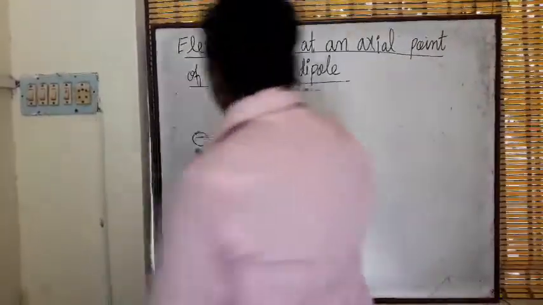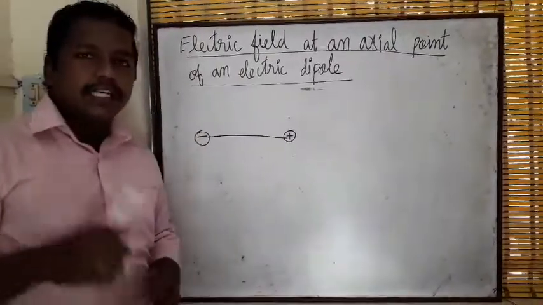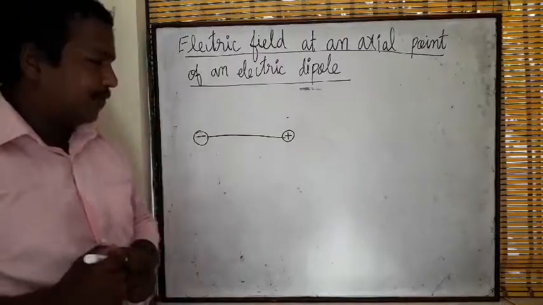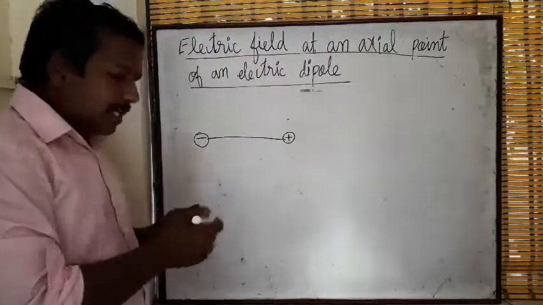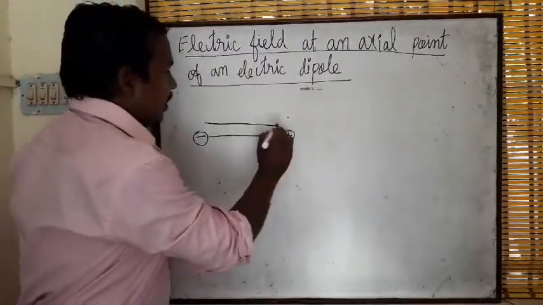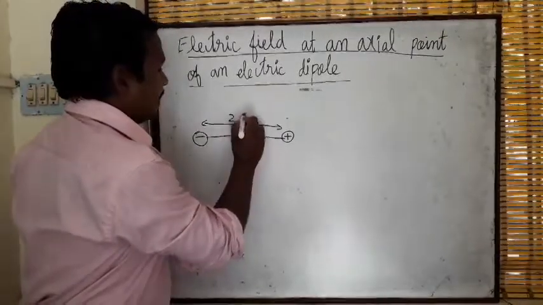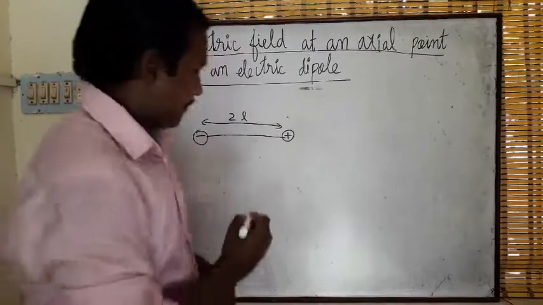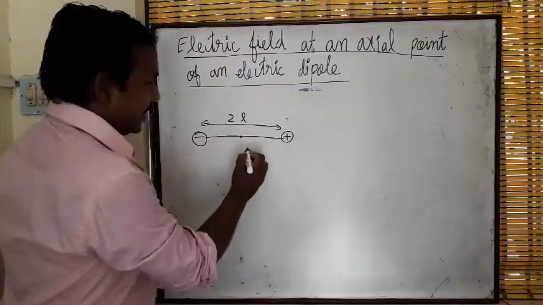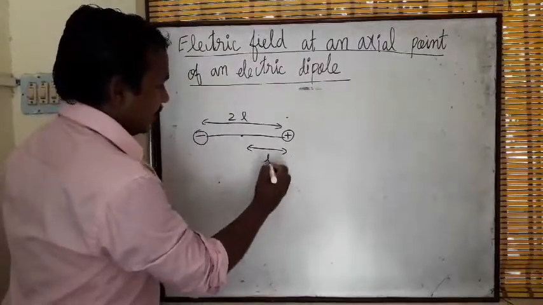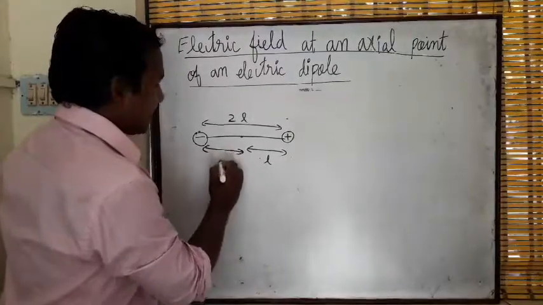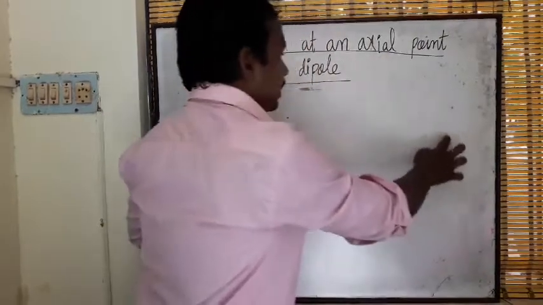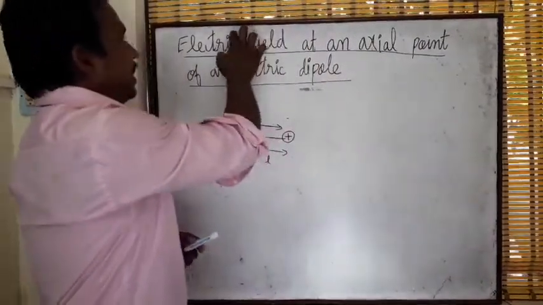So we know plus and minus charges at a small distance from each other we can call an electric dipole. The distance between plus and minus will be 2L. The distance between the two charges we can take as 2L, and from the center we can take it as L. So the axial line, the point is here. Equatorial line, the point will be here.